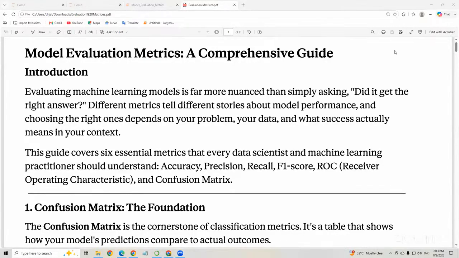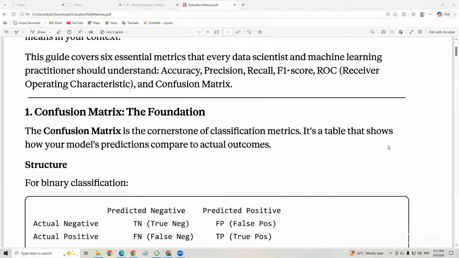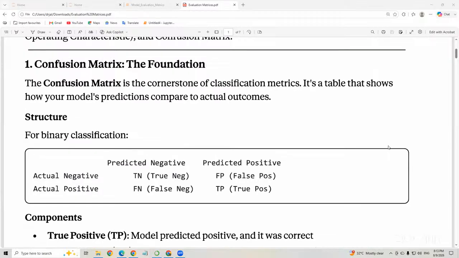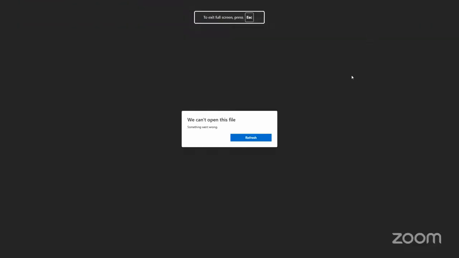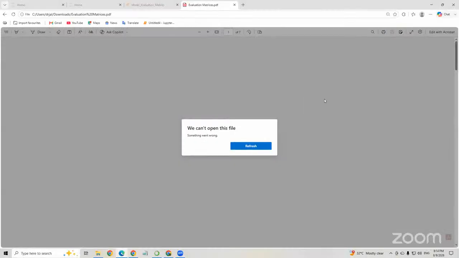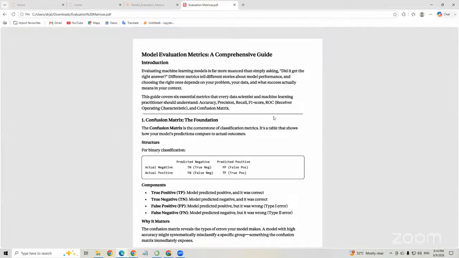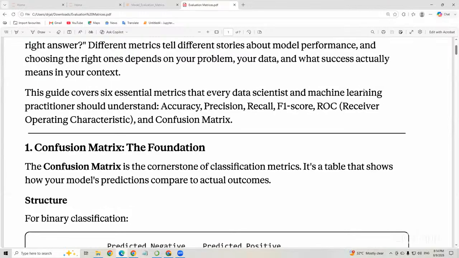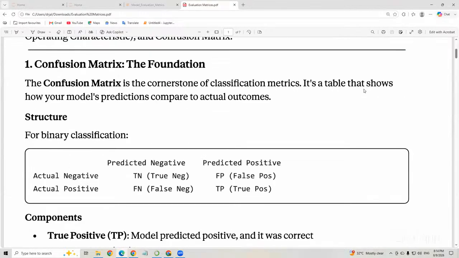So here, the very first is the confusion matrix. As you can see here, this is the confusion matrix.